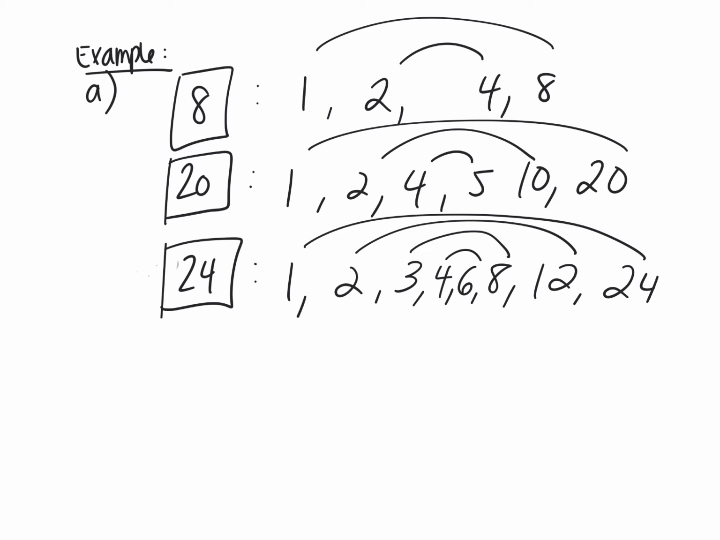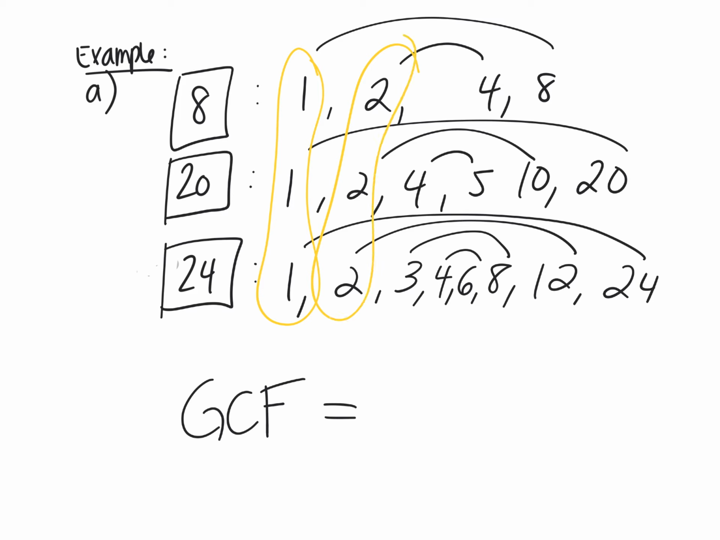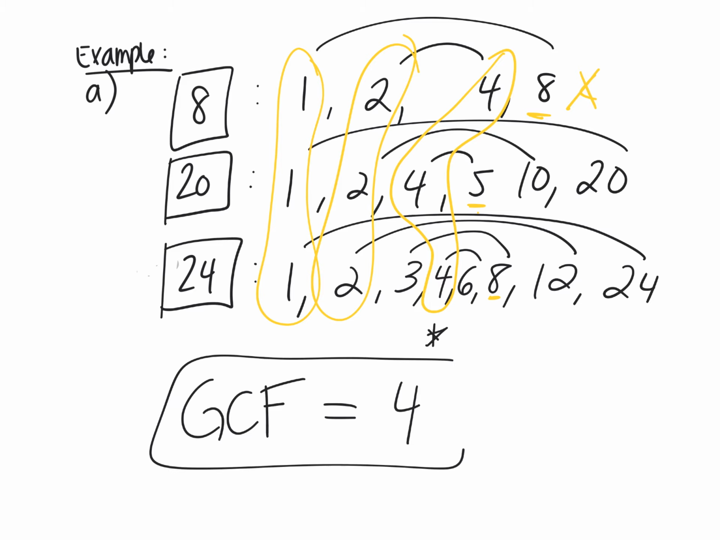Now we have to figure out what is the greatest common factor. They all have a 1 in common. They all have a 2 in common. They all have a 4 in common. Do they have a 5 in common? Do they have an 8? Only these two do. That's it. I can't go higher because that's it for this. So what's the greatest common factor? 4. That's it.